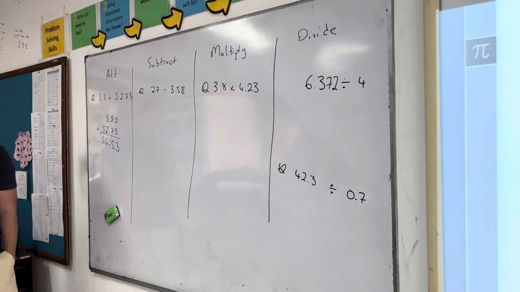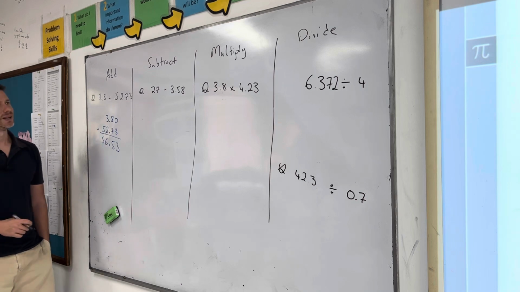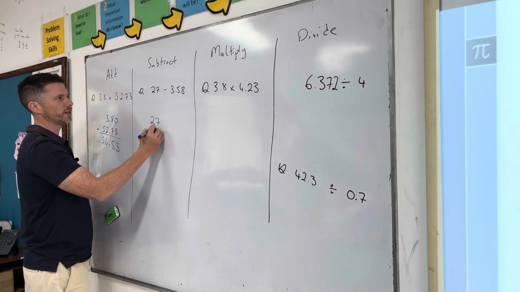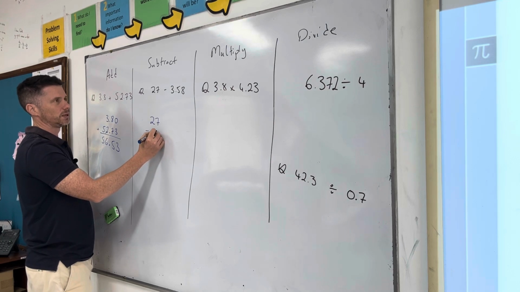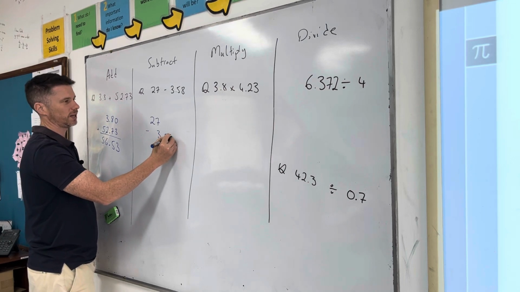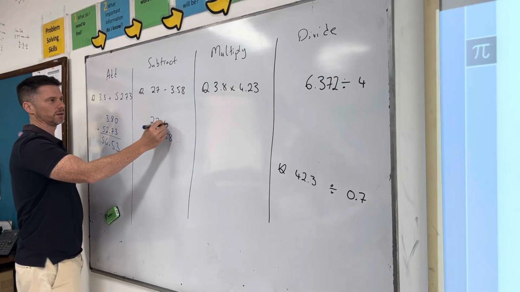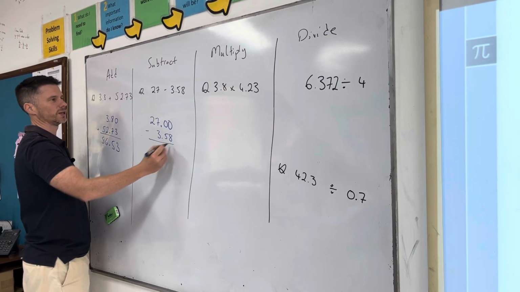Next one, subtraction. There's a couple of ways to do this one. So we can just do 27 minus 3.58. There's no decimal point here with the 27, so I'm going to put in a decimal point and put 2 zeros and do that.